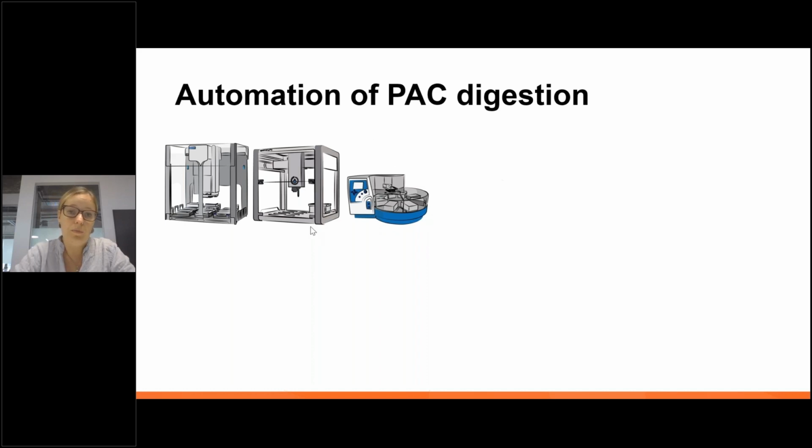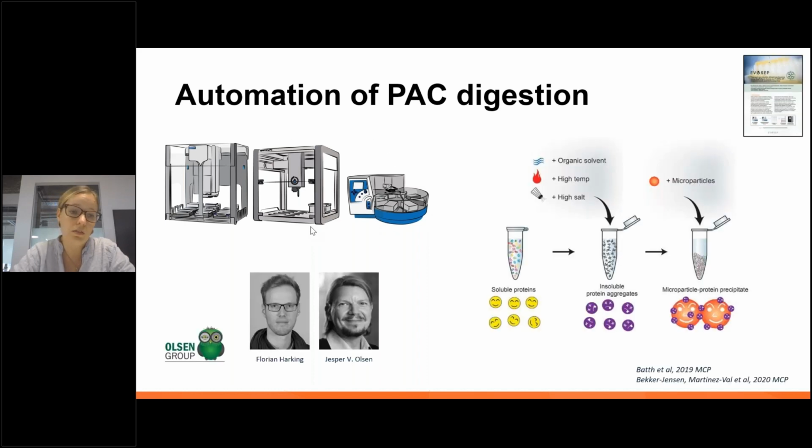also the Opentrons. So the work here is done in close collaboration with the Jesper Olsen group at the Novo Nordisk Foundation Center for Protein Research, and Florian, who has been doing a lot of this. So in their group, they have streamlined their workflows on the Kingfisher with the PAC digestion, where they make use of magnetic beads, which are really easy to scale up on robotic systems.